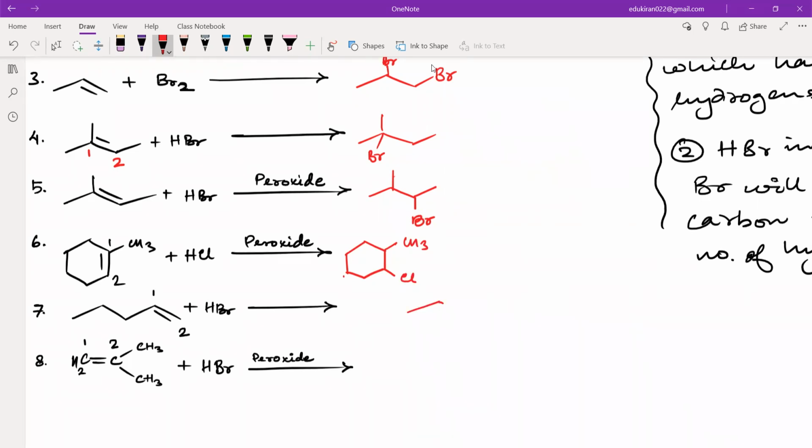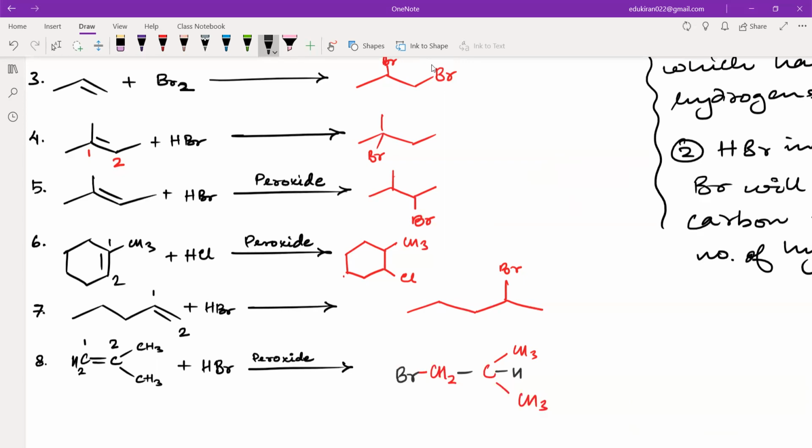What about the seventh one? So in the seventh one, you will put the Br on the first carbon because it has less number of hydrogens, right? Yes. And there's no peroxide. Now, when you have peroxide, then you will put it on the carbon which has more number of hydrogens. So there will be a single bond here, like this.